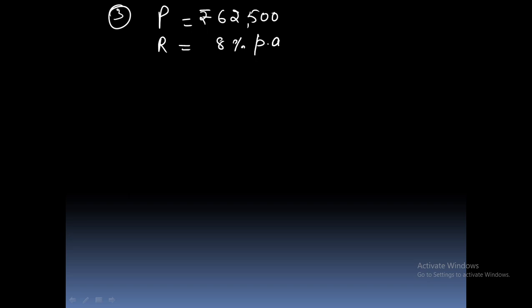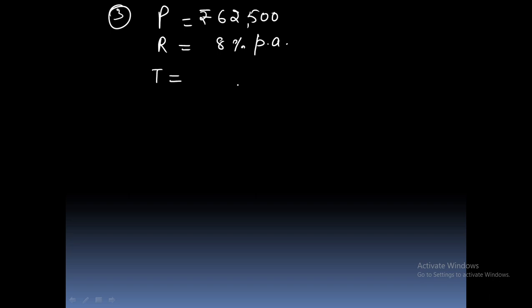Now the next question, which is related to when compound interest is calculated half yearly. Here the principal amount is given as 62,500 rupees, and the rate of interest is given as 8% per annum. But in this question they said compounded half yearly.